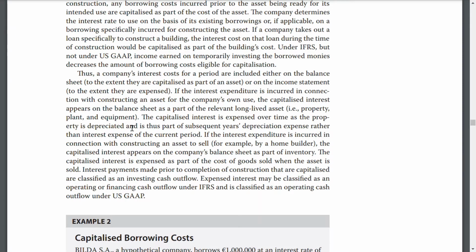If the interest expenditure is incurred in connection with constructing an asset to sell, the capitalized interest appears on the company's balance sheet as part of inventory. The capitalized interest is expensed as part of the cost of goods sold when the asset is sold. Interest payments made prior to the completion of construction are classified as an investing cash flow. Expensed interest may be classified as an operating or financing cash outflow under IFRS and is classified as operating cash flow under US GAAP.